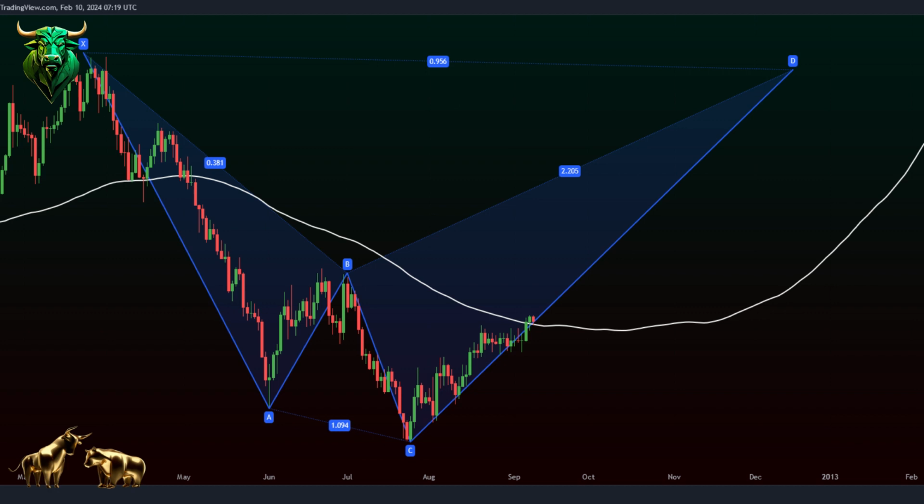3. Double bottom pattern. Pay close attention to the candlestick patterns. You might notice a double bottom pattern, which suggests a potential upward move. Keep an eye on the price for confirmation.